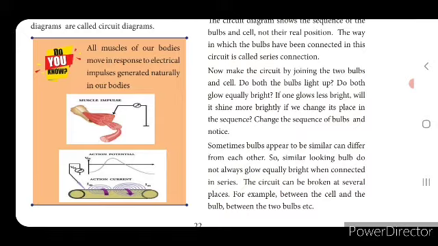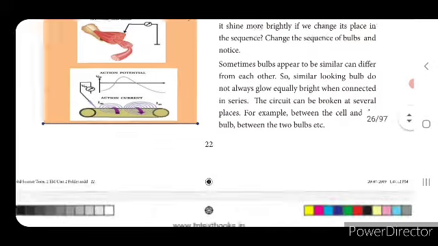So in our school also, two fans will be connected to one switch. If you put one switch, two fans will be working. If you put one switch, two lights will be working. So this type of circuit we call as series circuit. In this type of circuit, the power will be less.